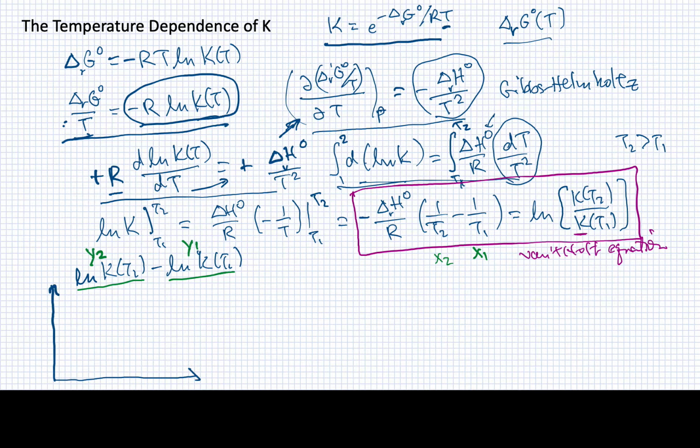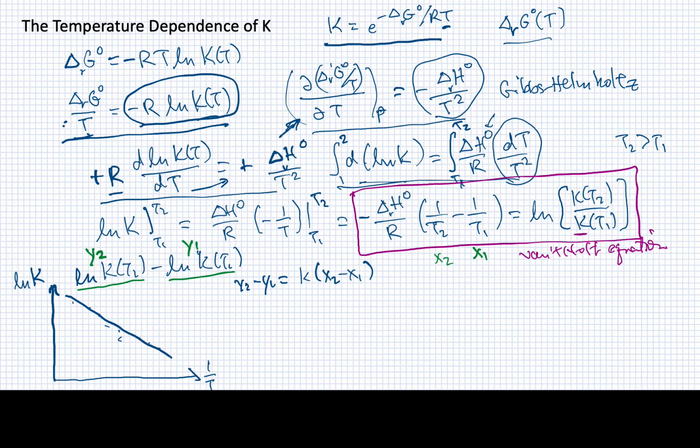X is equal to 1 over T, so I'm plotting 1 over T on my x-axis. Y is equal to log of the equilibrium constant, so I'm plotting log of the equilibrium constant. Now, what this is telling me is y2 minus y1 is equal to some constant times x2 minus x1. Well, that's just the equation of a line. Since it's a line, then I should expect if I make a bunch of measurements at different temperatures, I'm going to end up with something that looks roughly like a line going through here.